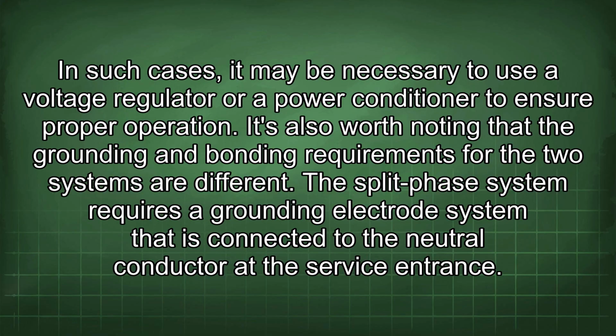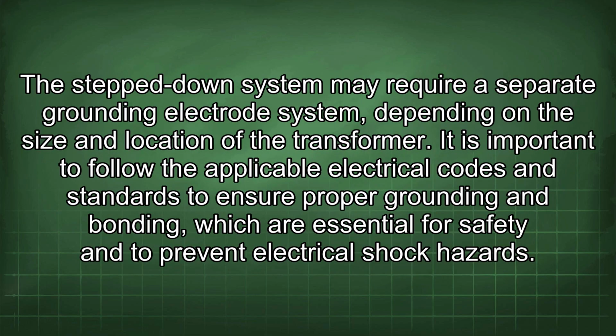The split-phase system requires a grounding electrode system that is connected to the neutral conductor at the service entrance. The step-down system may require a separate grounding electrode system, depending on the size and location of the transformer. It is important to follow the applicable electrical codes and standards to ensure proper grounding and bonding, which are essential for safety and to prevent electrical shock hazards.